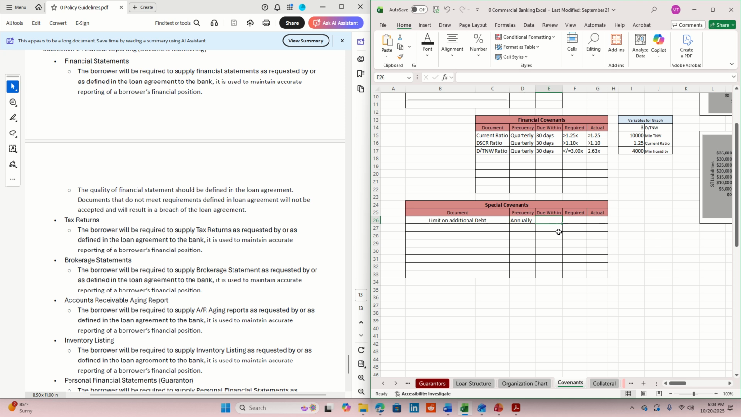So annually, we're going to make this due within 90 days. So that gives them 3 months to get this to us. Required, less than 0. Actual, not applicable, right? So if you guys have a company with industry, you cited an industry risk, then just write this down.